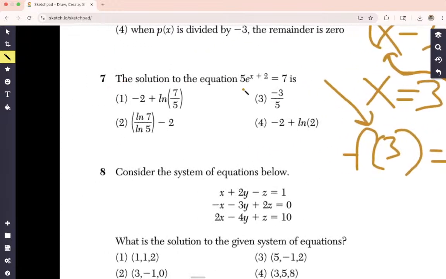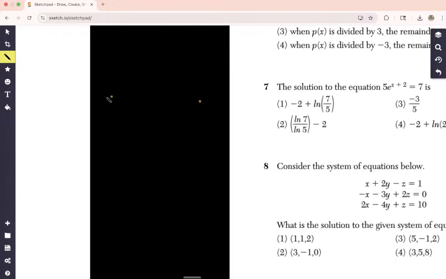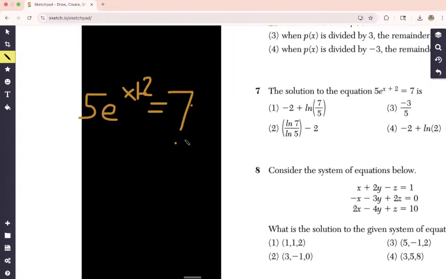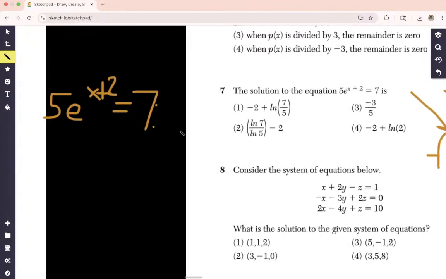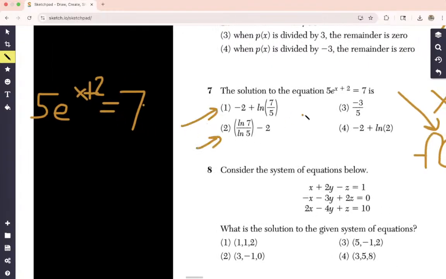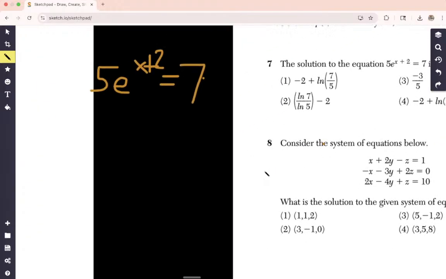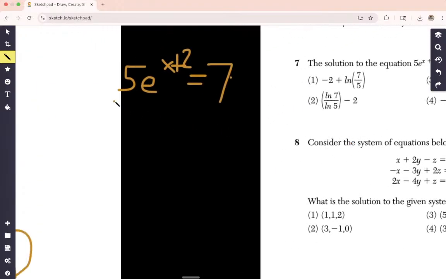The solution to this equation is what? So let's just do this problem real quick. 5e to the x plus 2 is equal to 7. Now if you really do not know how to do this problem, you can always just use your graphing calculator, check the answer, and then see which of these answer choices is the right answer. But let's just say your calculator ran out of battery.